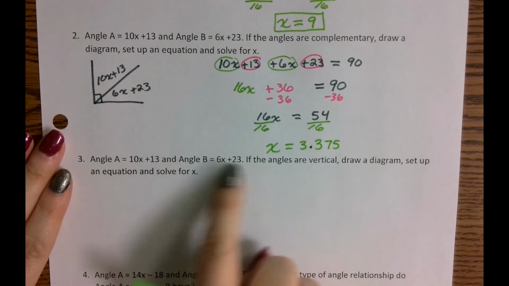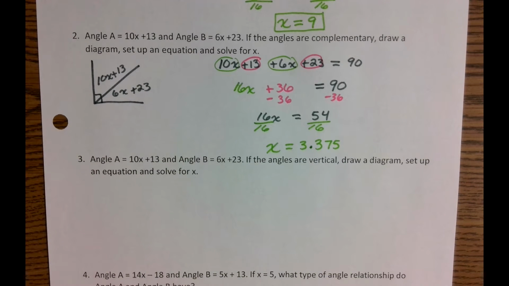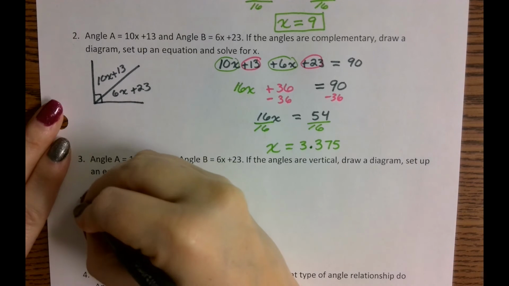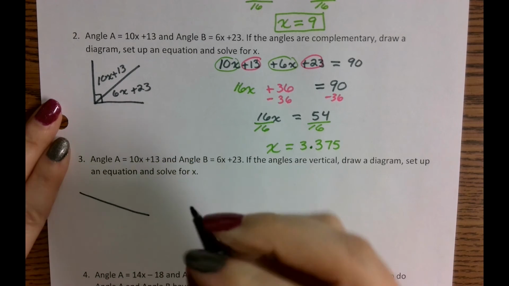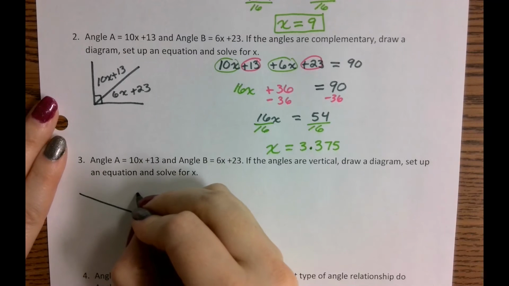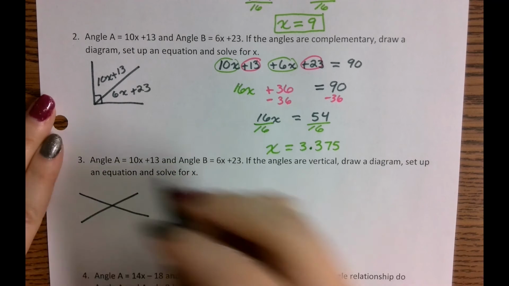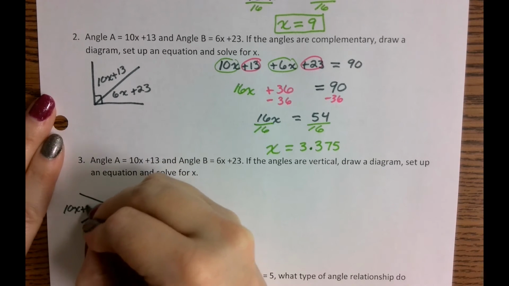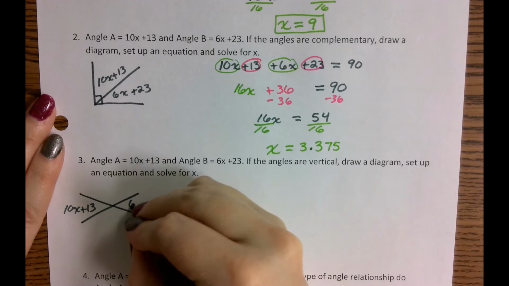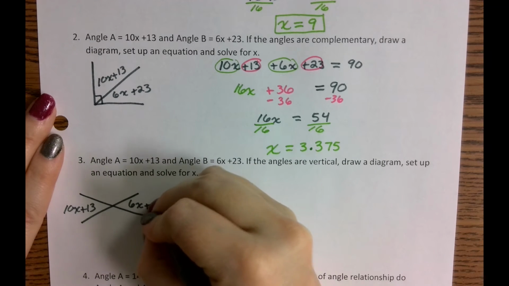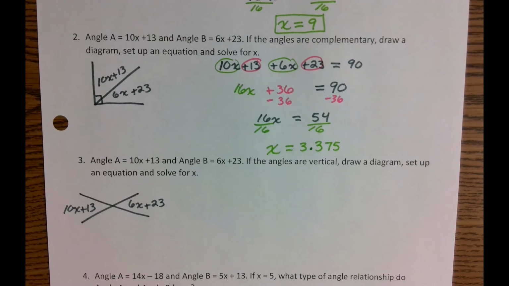Same set of 8 angles, but this time it's vertical angles. What is the diagram going to look like this time for vertical angles? Veronica? Kind of like an X, right? They're intersecting lines. Okay, and then you're going to have 10x plus 13 on one side. You're going to have 6x plus 23 on the other side.